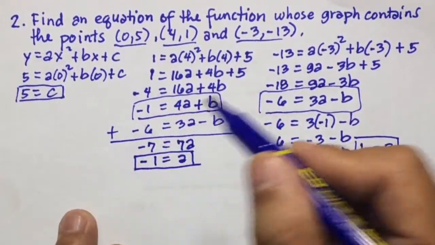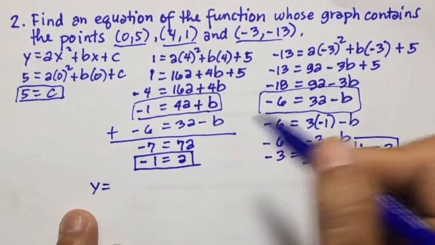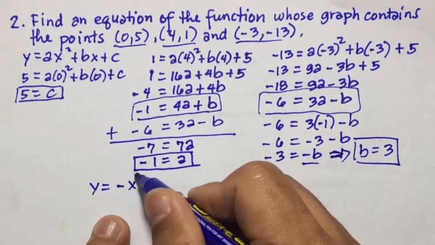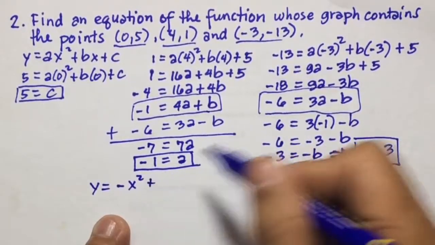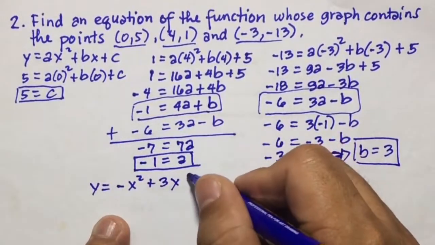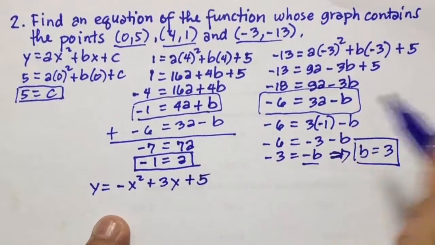Therefore, the required equation will be y equals negative x squared, then plus 3x, then the constant term, plus 5.